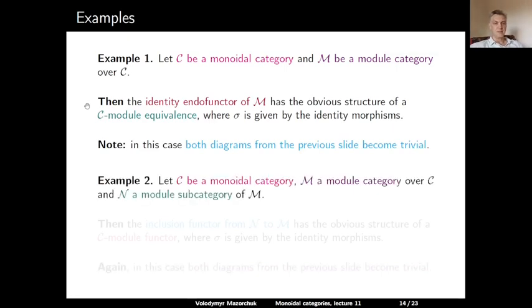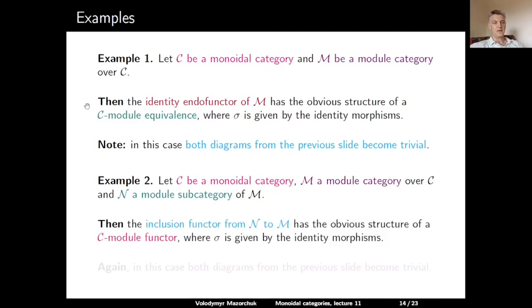And the second example, let C be a monoidal category, M a module category over C, and N a module subcategory of M. Then the inclusion functor from N to M has the obvious structure of a C module functor, where sigma is given by the identity morphisms, just like in the previous example. And again, in this case, both diagrams from the previous slide become trivial.